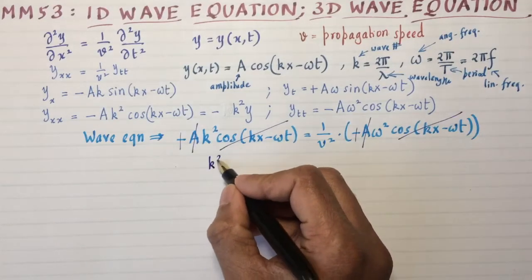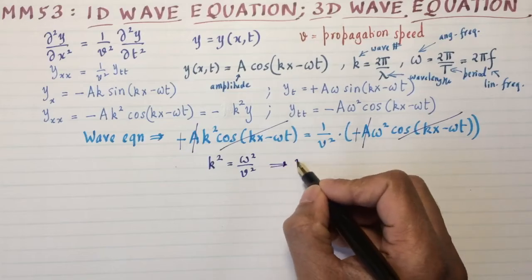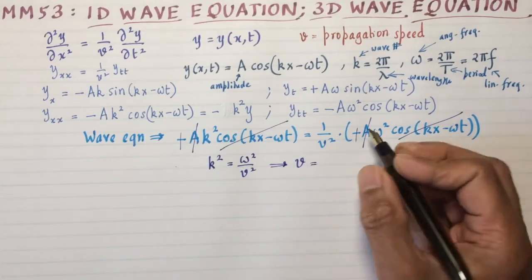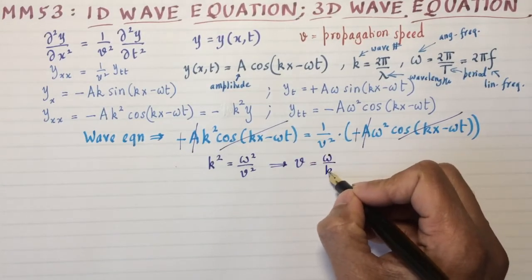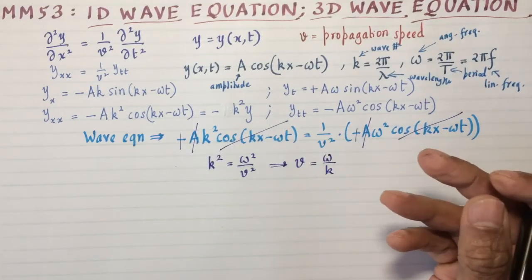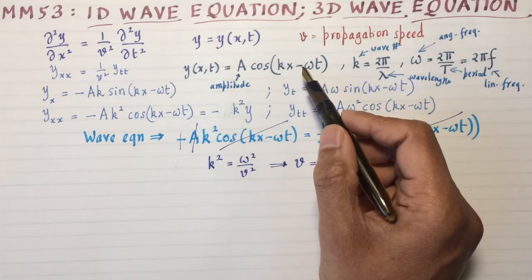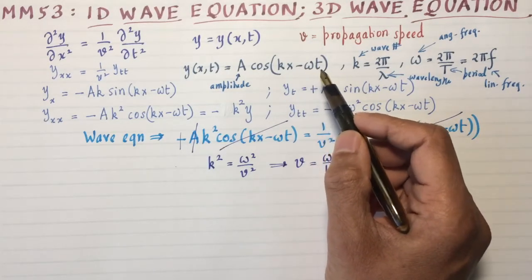So I get k squared equals omega squared by v squared. In other words, I have the propagation speed v, it's just omega over k. It's plus or minus omega over k, which means that this wave can be either going forward or backward. If you have a minus sign, the wave is going forward. Let's study why that is.